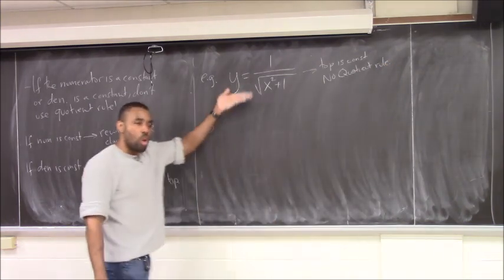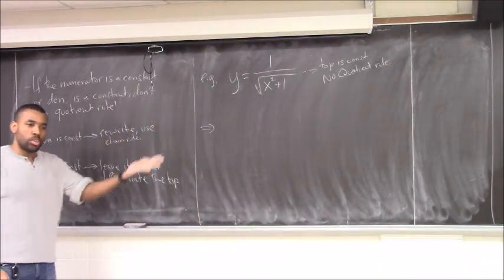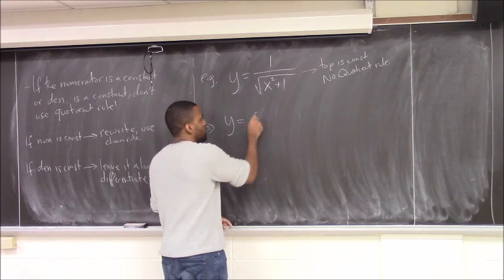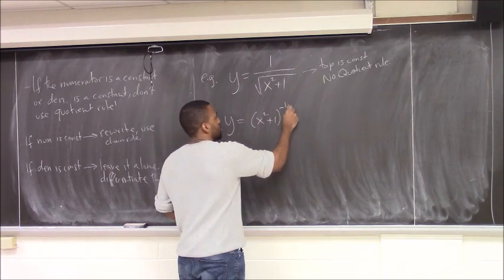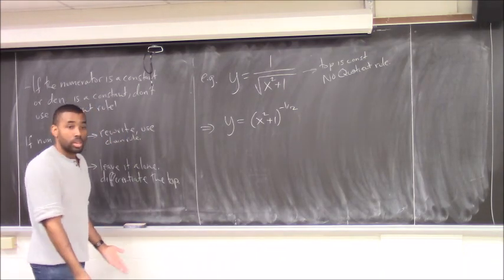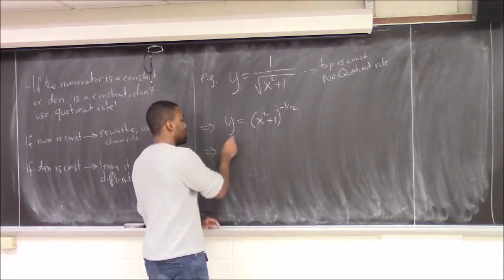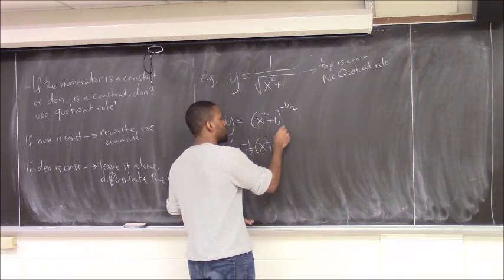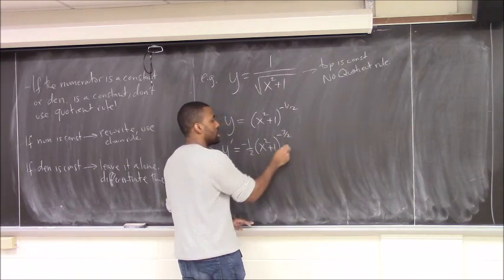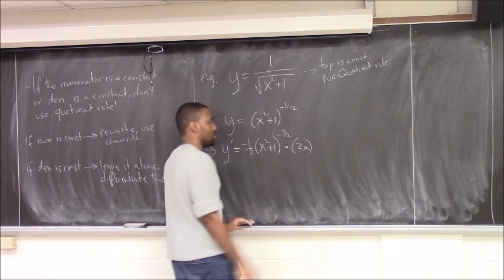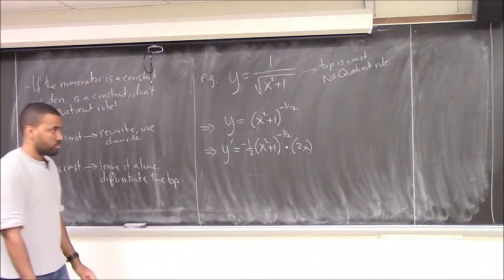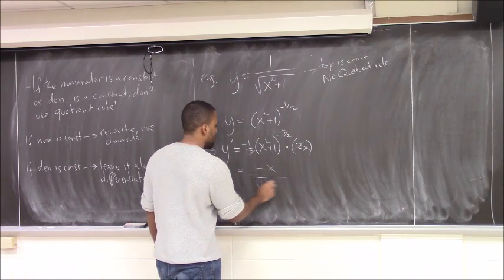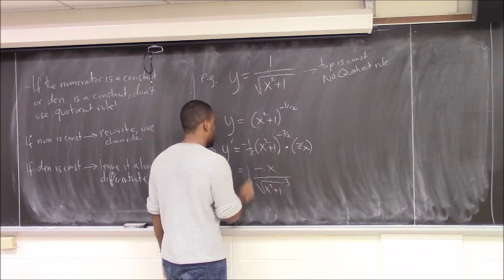To be clear, it's not wrong if you use the quotient rule, but I've just seen students try to apply the quotient rule in situations like this and they get it wrong, just because they have more stuff to deal with. The trick would be to just rewrite this as that. It's the same thing. And now I can just apply the chain rule. Differentiate the outer function, so I bring the power down, leave the inside intact, subtract 1 from the power, then I multiply by the derivative of the inside. That's the derivative. The 2's can cancel, so I have something like minus x over the square root of x squared plus 1, cubed.